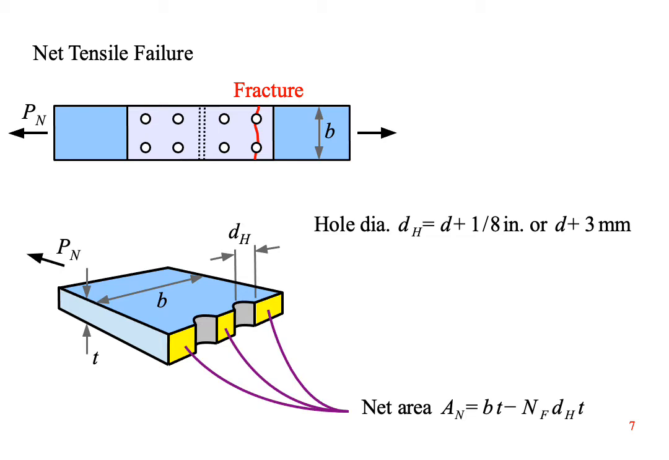The net cross-sectional area of the plate, A sub n, is the total cross-sectional area minus the holes. It's shown in yellow.